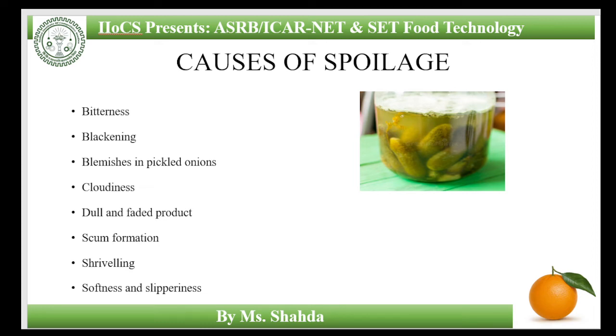Different kinds of spoilage occur in pickles, like bitterness. The use of a strong vinegar or excess spice or prolonged cooking of spices impart a bitter taste to the pickle. Blackening is caused by iron which enters the brine or comes from the equipment. Sometimes specific organisms also cause blackening.